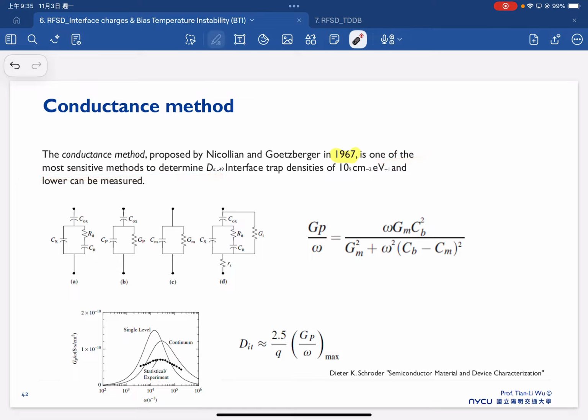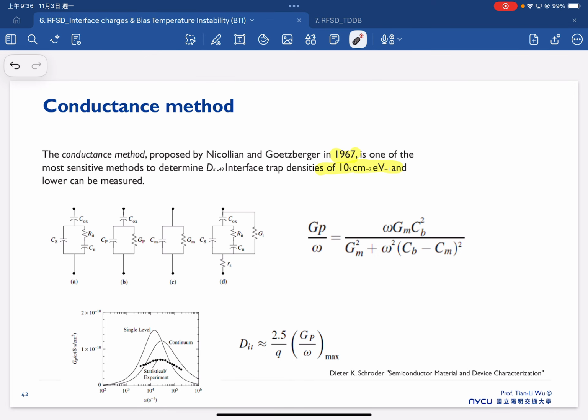The interface trap density can be detected as low as 10 to 9. With this kind of order, it can still possibly be detected from the conductance method here. And with this conductance method, there are several assumptions and considerations if we try to use it.